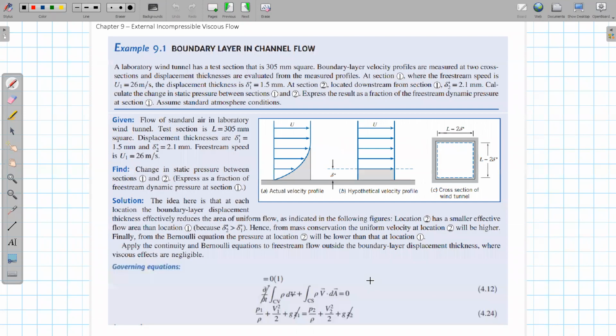Okay, and in the textbook we have an example problem to play with this definition of the boundary layer thickness. Please take some time to read this one, and then we will quickly go through it.